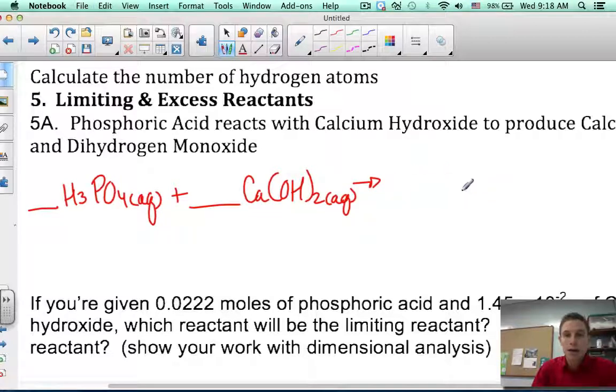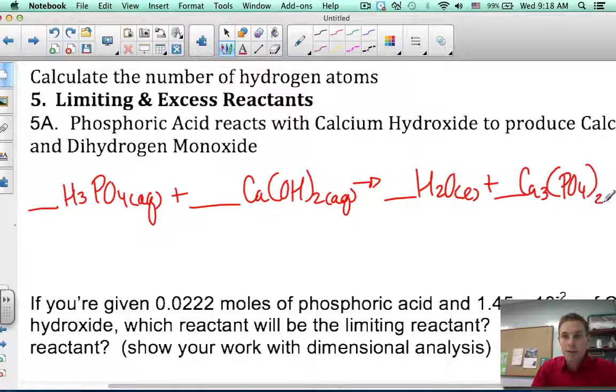The salt that I get is going to be calcium phosphate, which is a solid. Now when I balance this out, what I need to do is take into account that I have 2 phosphates here, so I'll put a 2 here. I have 3 calciums here, so I'll put a 3 here. Now I have 6 hydrogen plus another 6 hydrogen, so that's 12 hydrogen on the left. I put a 6 here. Now I have 6 oxygen, and I have 6 oxygen here. 2 times 3 is 6.